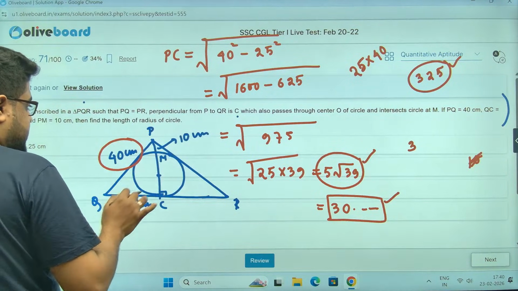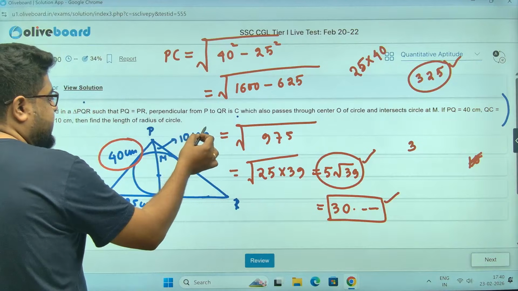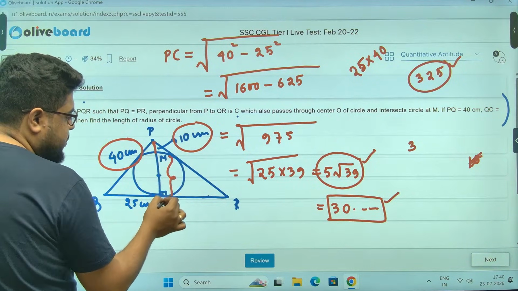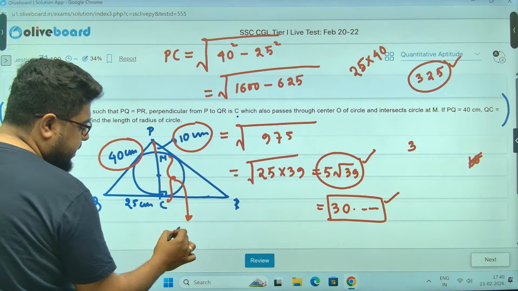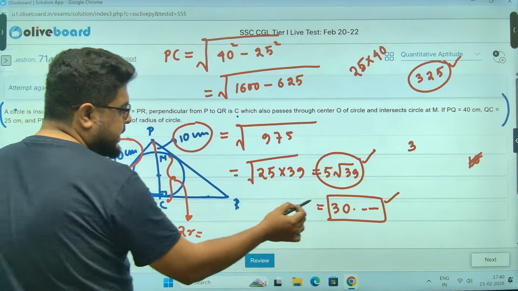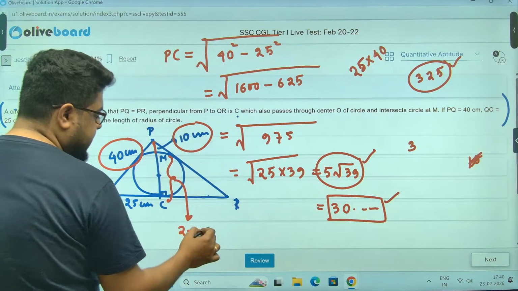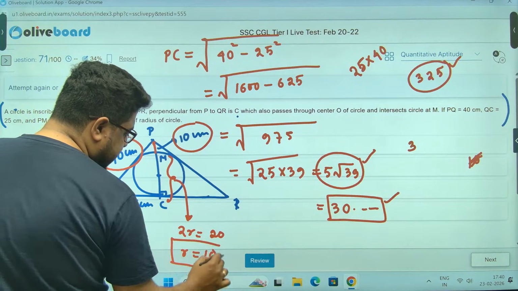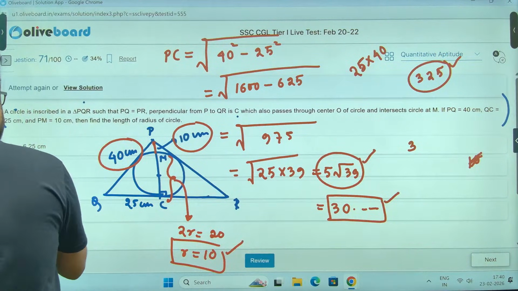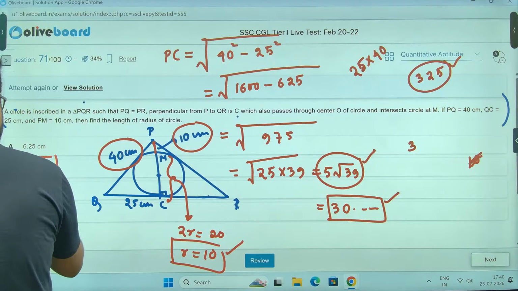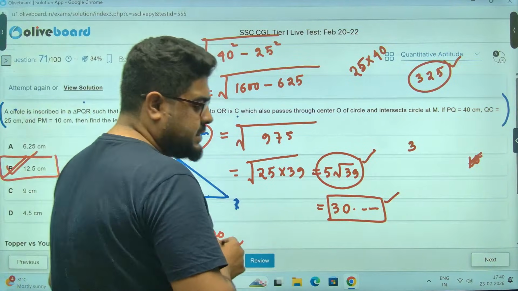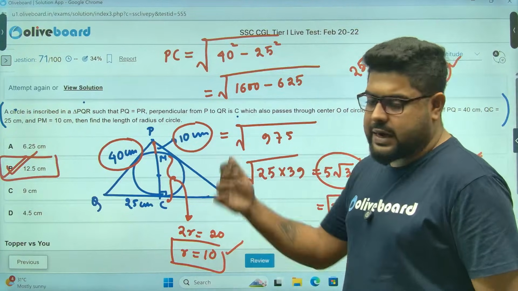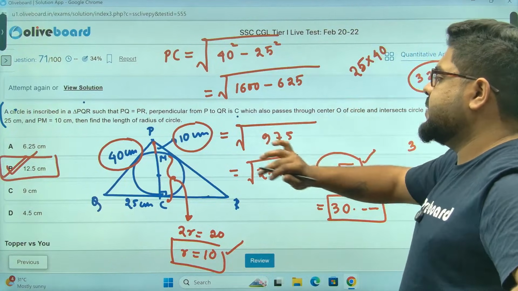There is another way to do this. Just think of this. Out of that, this is 10. So the remaining is twice the radius, because this is the diameter. Twice the radius is 30 minus 10, meaning almost 20. So R will be 10, but slightly greater than 10. There is only one option, but this is much higher. 12.5 I'm getting, but that is the only possible answer here.